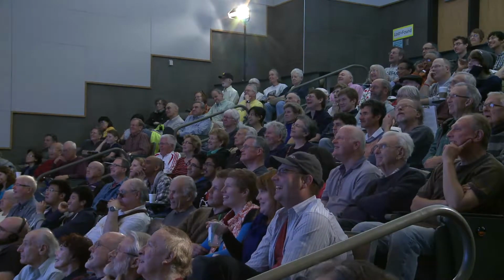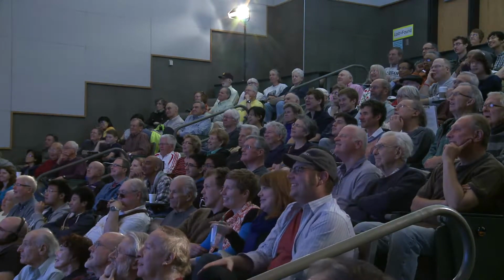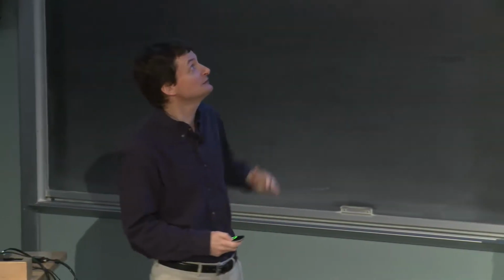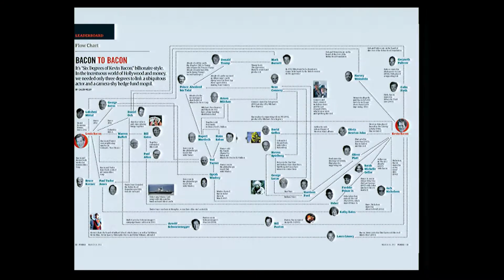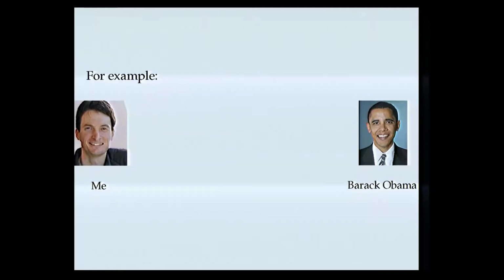People do the same thing with mathematicians. Apparently Paul Erdős is the Kevin Bacon of the mathematician world. They do it with billionaires. So there's a lot of this stuff. You can do it with yourself as well.